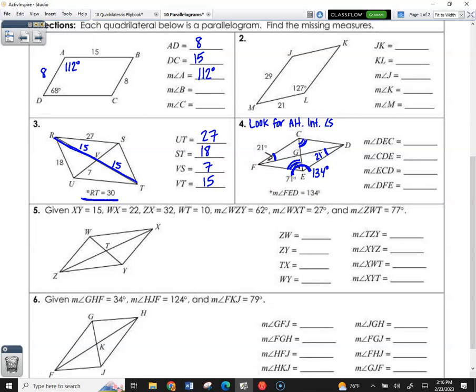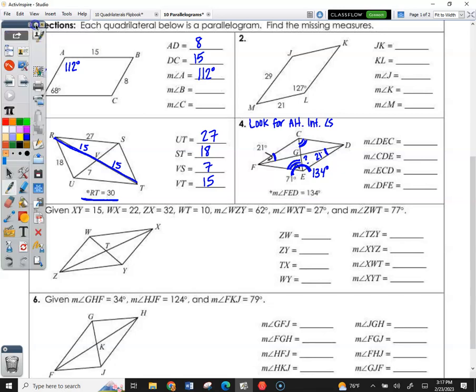All right, so now let's find stuff. DEC. You've got to be careful. DEC means what's this? Well, if the whole corner is 134 and this chunk is 71, I just subtract those numbers, and what do you get? 63. So this is 63.